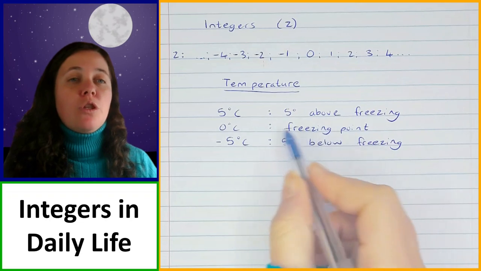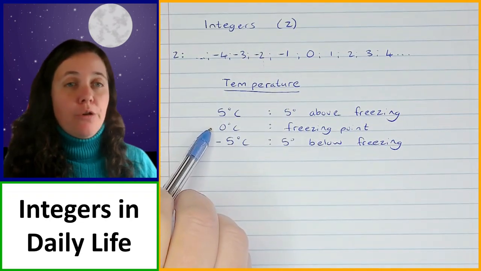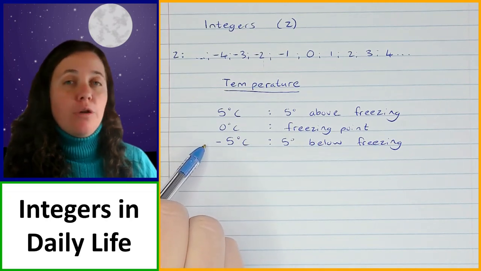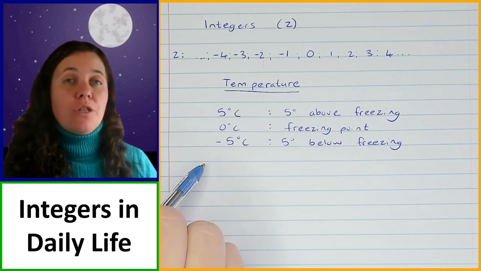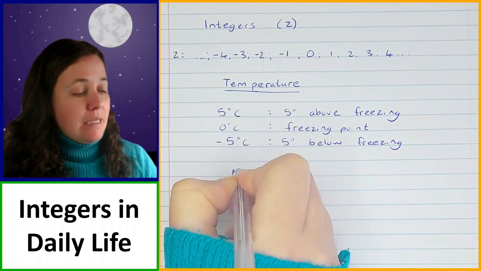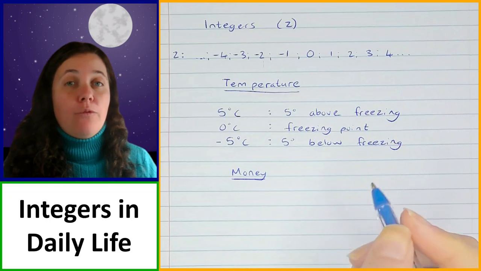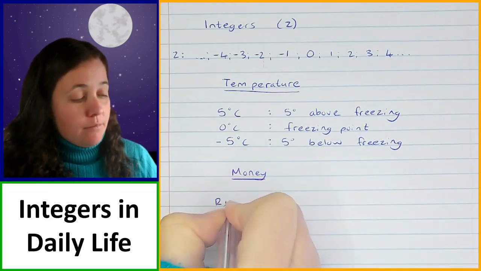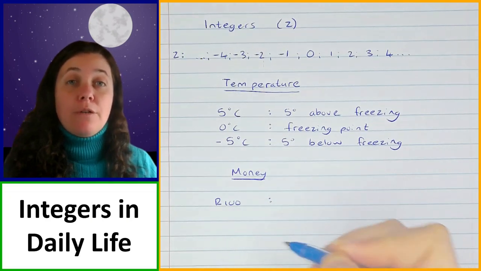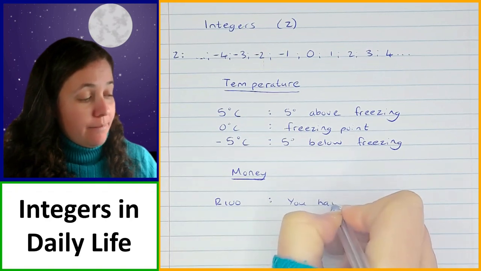Okay, so that's what those temperatures mean. Obviously, as we go above zero, it gets warmer and warmer and warmer the higher we go. And as we go below zero, it's getting colder and colder and colder the lower that we go. Okay, so that's temperature. Now let's have a look at another example, and that is with money. If you look at your bank balance and you have 100 rand, then what that means is that you have 100 rand available that you can spend. It's your money.